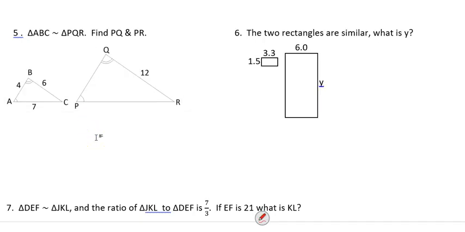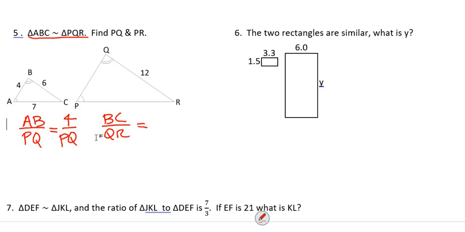So number 5 says triangle ABC is similar to PQR. Find PQ and PR. So on this one, again, we're going to put our letters over our letters. We've got AB over PQ. See what we get there. We get 4, and we don't have PQ, so we're going to leave PQ like that. Then we've got BC over QR, getting this from up here, guys. And so that gives us 6 over 12. Well, we know that can reduce to be 1/2.